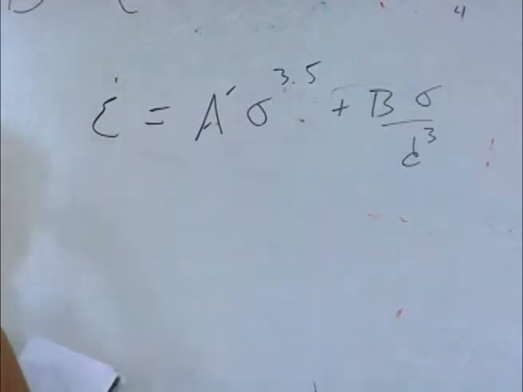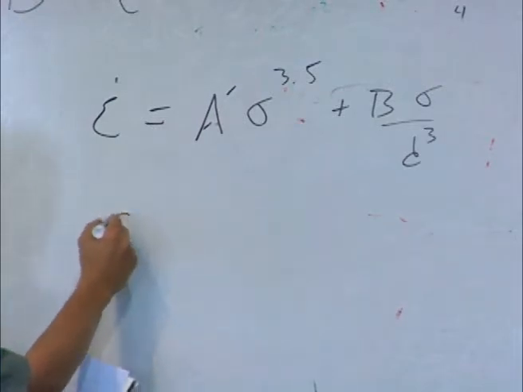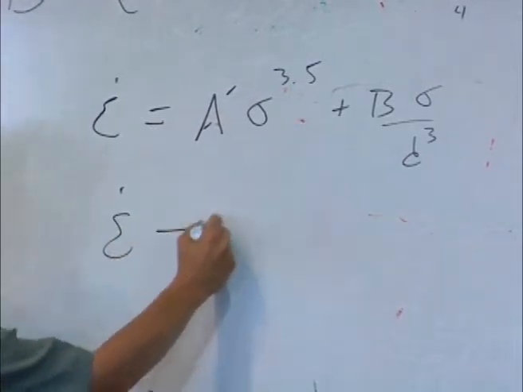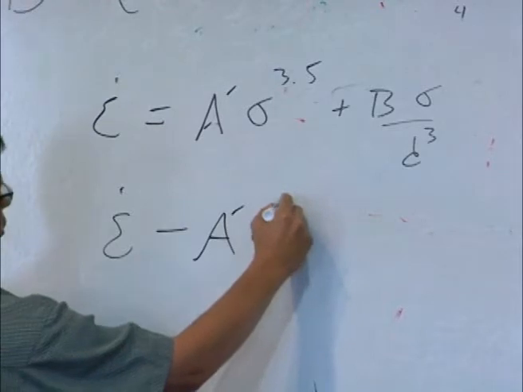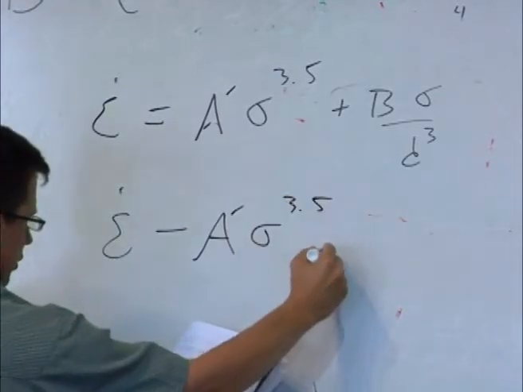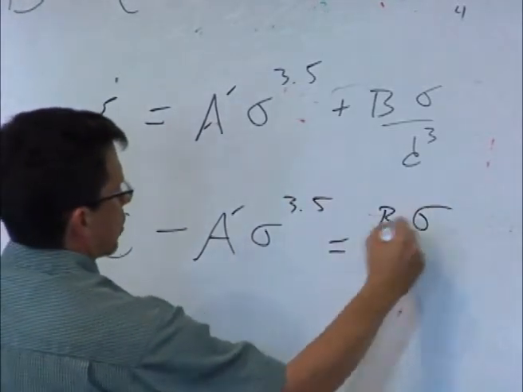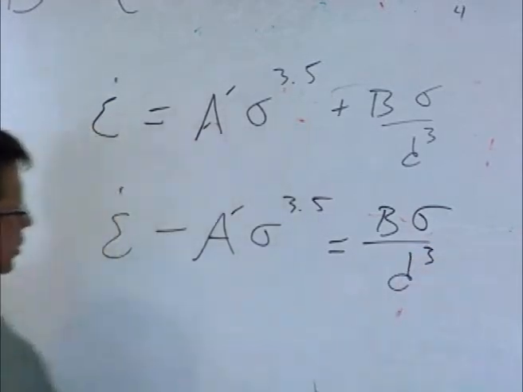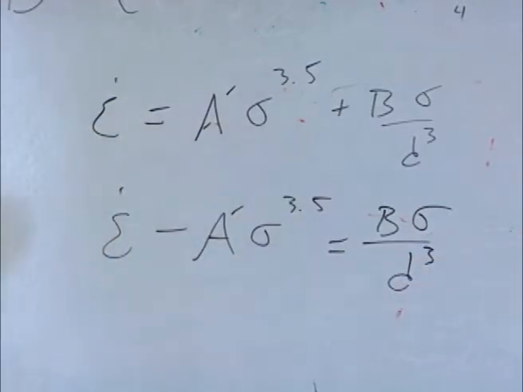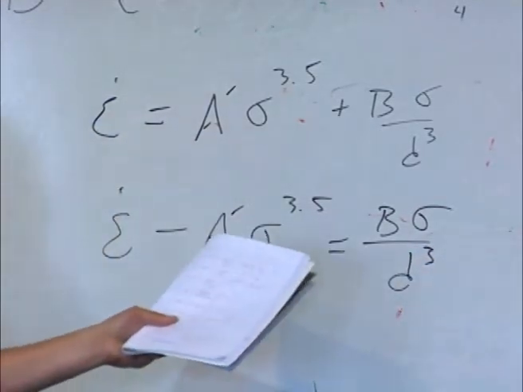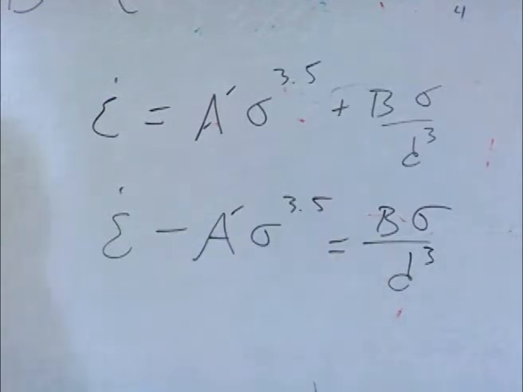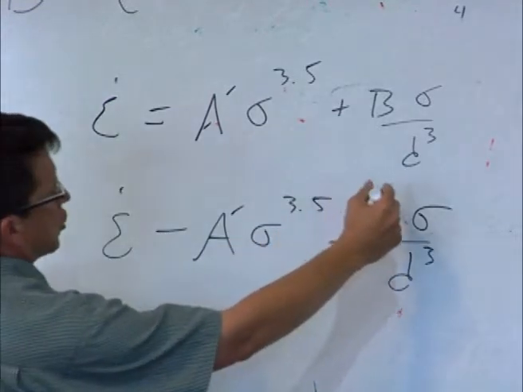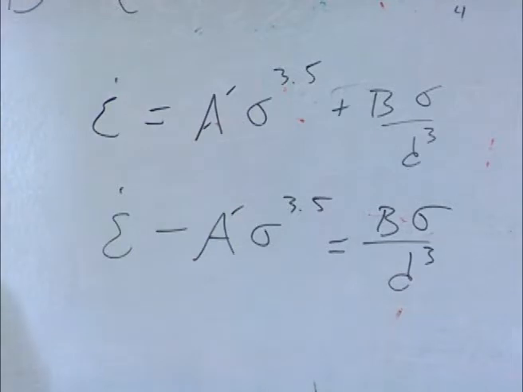So I have strain rate minus A prime sigma to the 3.5 equals B sigma over d cubed. That's B prime again, right? This is whatever that thing that we calculated, and I gave you the number. But I mean to keep the number. Did you guys end up calling that B prime, that thing? No. Okay. Whatever you call it.